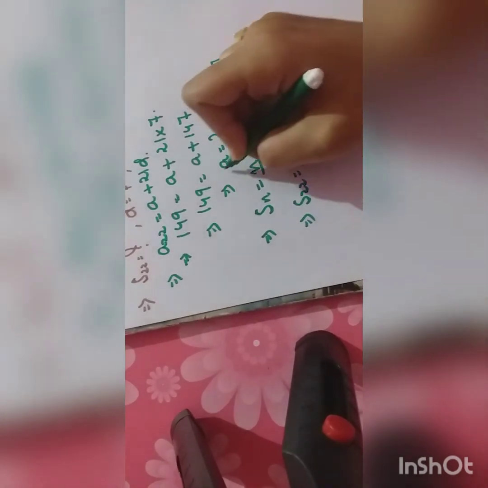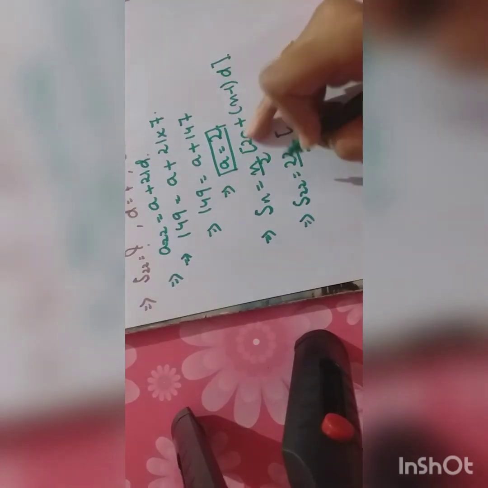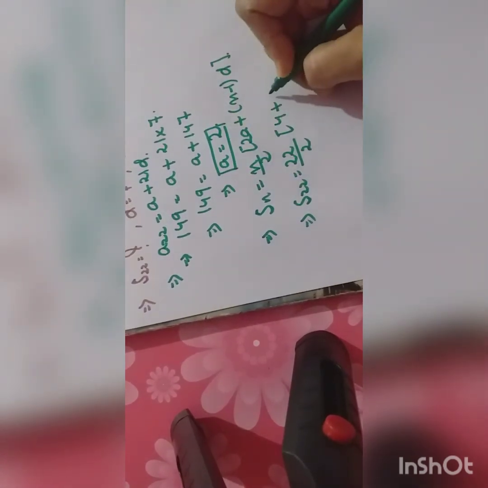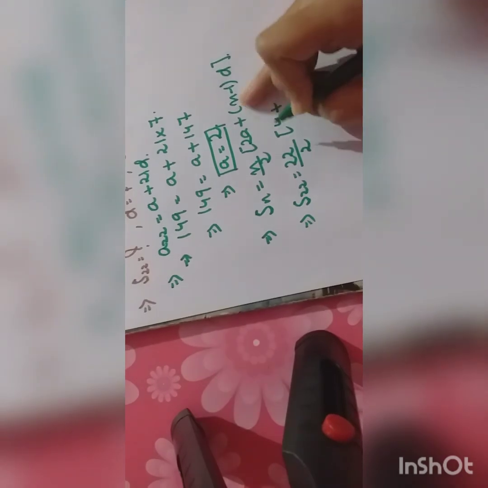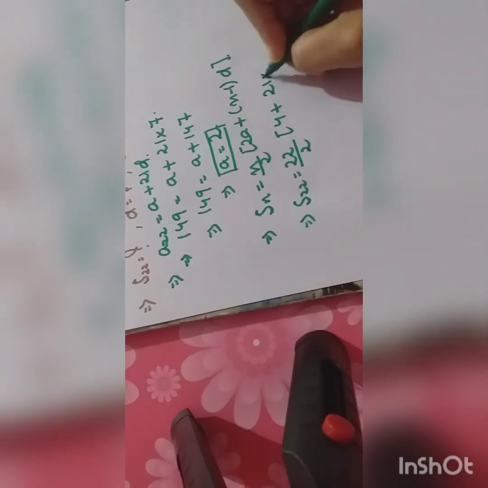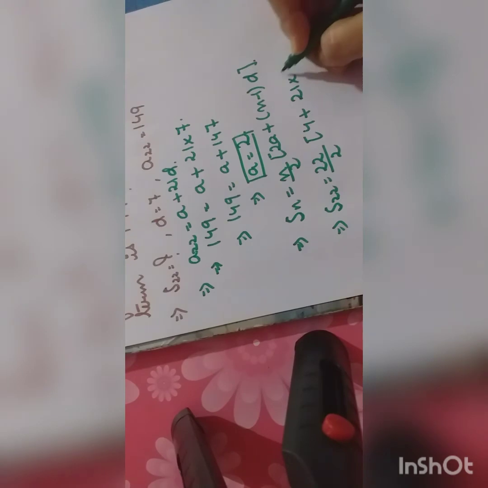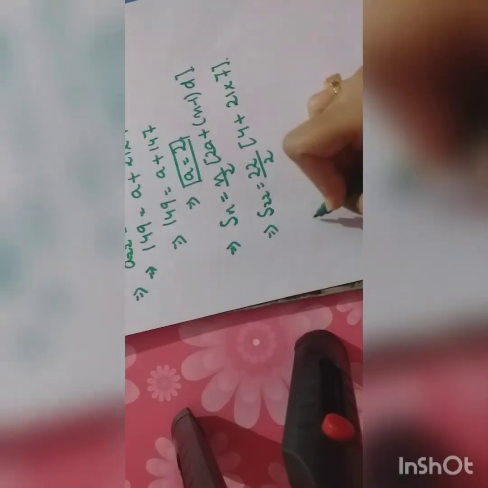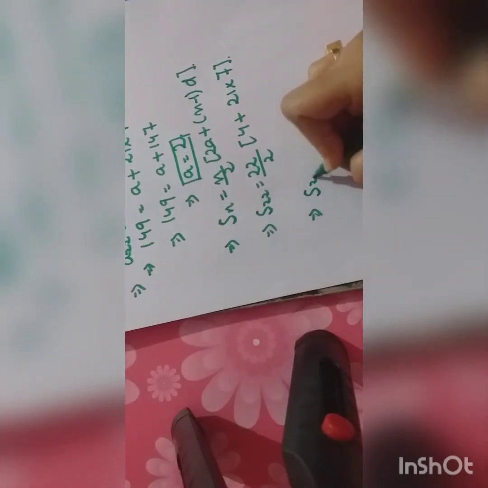a I have got as what? 2. So 2 into 2 will be 4, plus n is what? n is 22. So 22 minus 1 will be 21, into d. d is given to me, that is 7. So I have to simply solve this equation to find the value of S22.